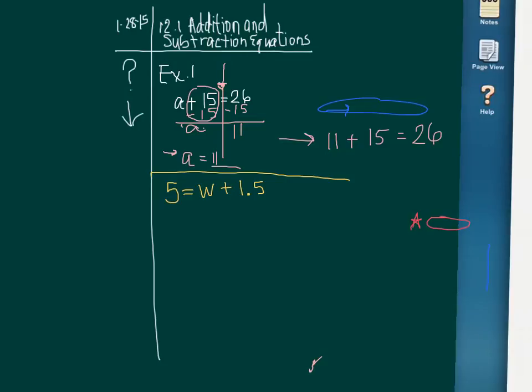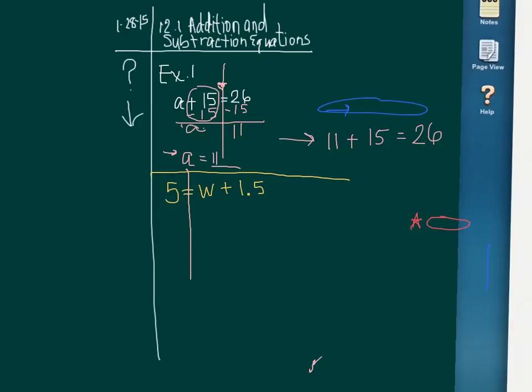For the next example, 5 equals W plus 1.5. If I draw my line right there, that's like the middle part of my scale. I have to keep it balanced. And remember, our goal is to not only balance out both sides of the equal sign, but we want to get that variable by itself.